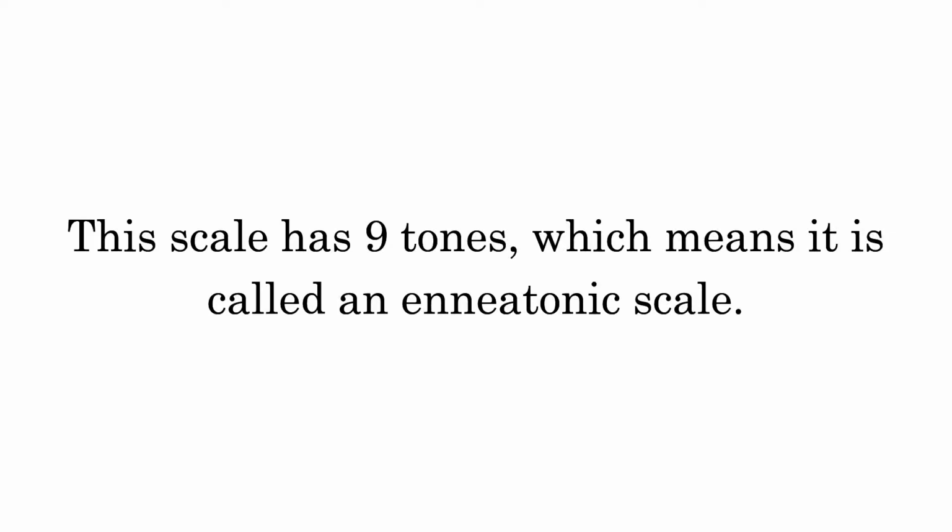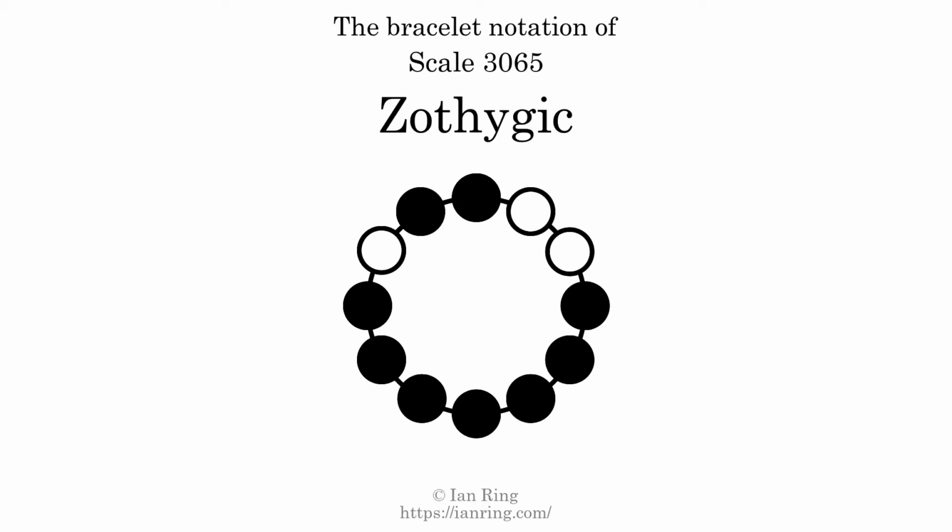This scale has 9 tones, which means it is called an enneatonic scale. This is a bracelet notation diagram of scale 3065. The shaded circles represent tones that appear in the scale, and they are read clockwise, starting at the top.